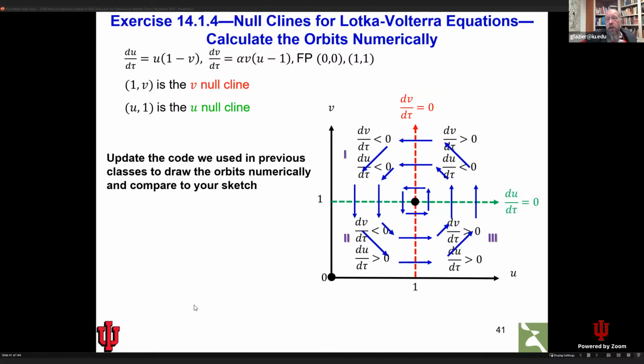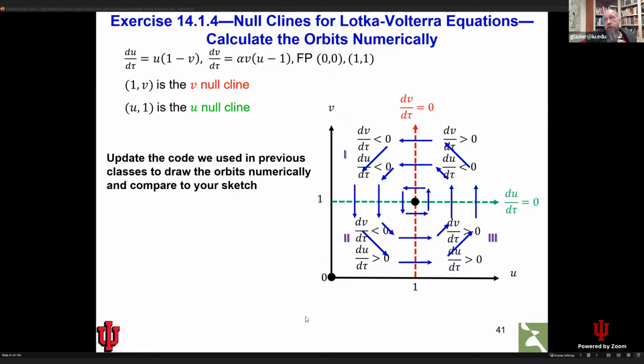So now I'd like people to take the code that we had that drew the phase portraits and try running that for the very simple Lotka-Volterra equations. And the reason I'd like you to do this is I'd like you to compare the actual orbits to the ones that we've sketched. See how similar or different they are.